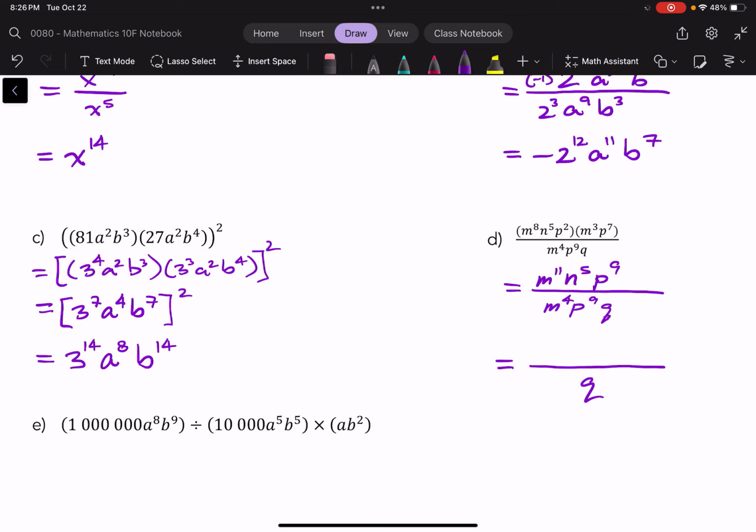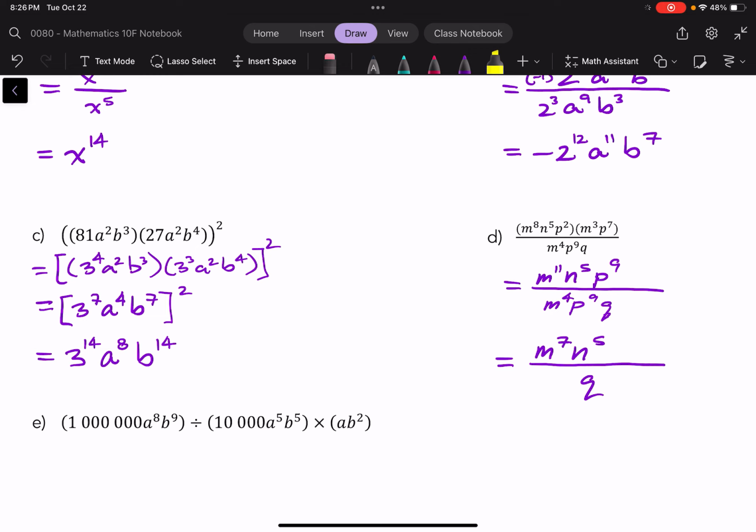But the other things, we've got M to the 11 on top, and that's being divided by M to the 4. So quotient of powers says we're subtracting those exponents. M to the 7. N had nothing to combine with, so it's just on its own. Good job, N. You keep doing your thing.